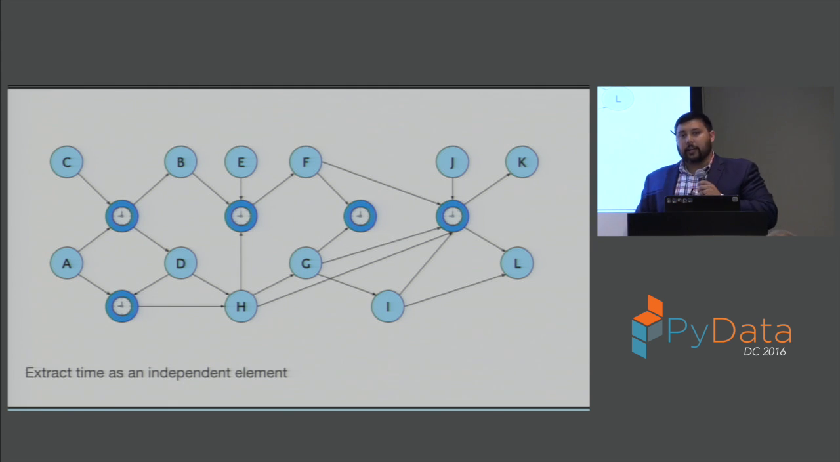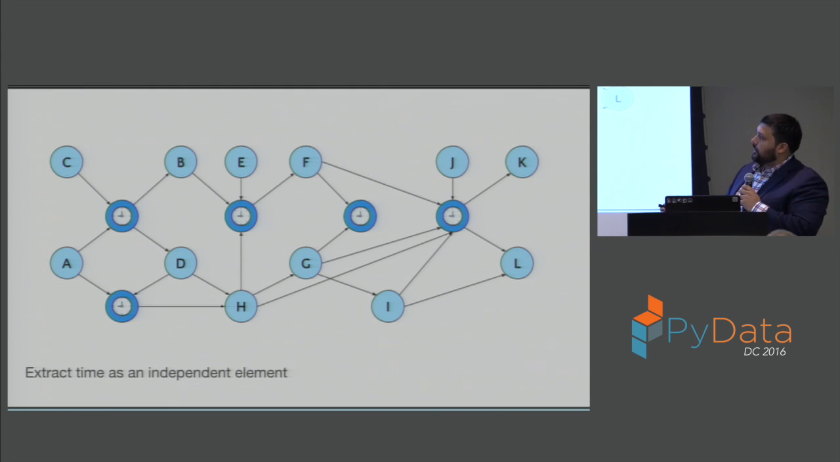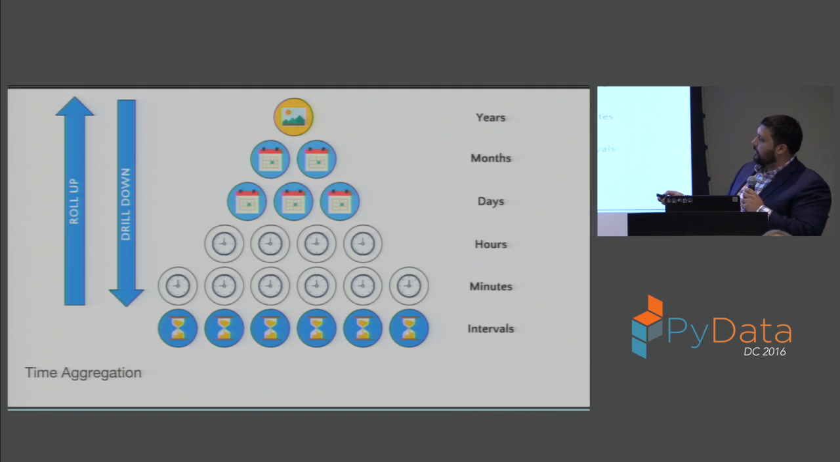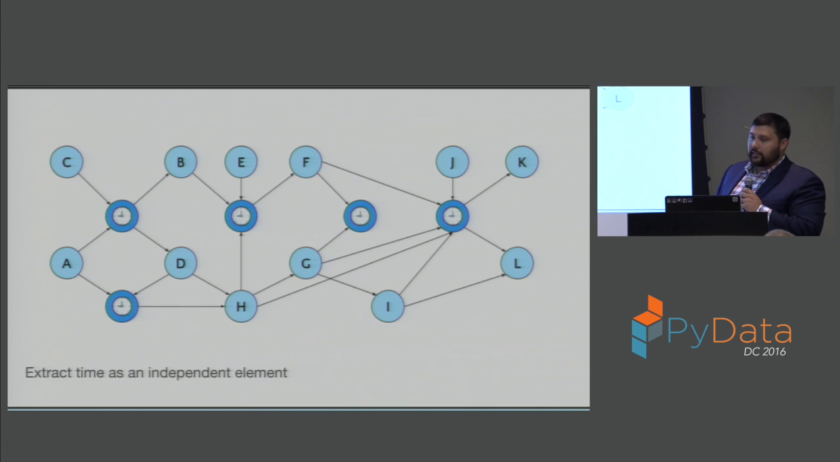So let's look at time extracted as an independent element. Here we have these CBEFs, and these all used to have a time property on them. Instead, I've extracted them out as this discrete time element, this clock element, whether hours or minutes. And immediately a number of things become apparent.